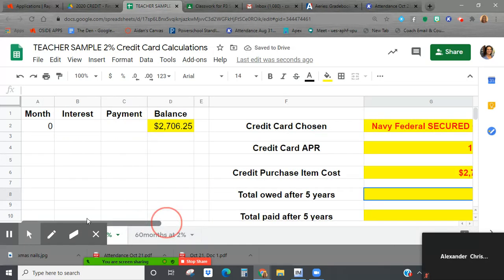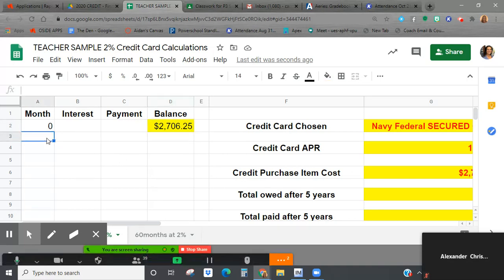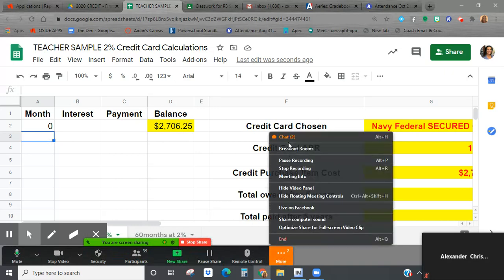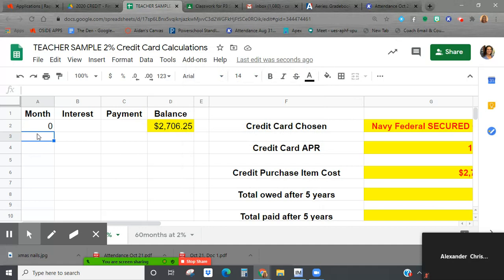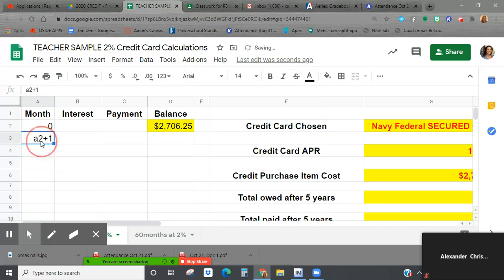So I'm taking my balance from cell G6 and I'm transferring it over here into D2. This balance is going to be used to calculate using some formulas here on sheets. The first formula explained in the notes needs to be A2 plus 1. If I just type A2 plus 1, it doesn't work. You always have to have an equals for the formulas.